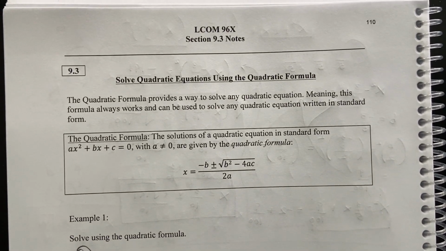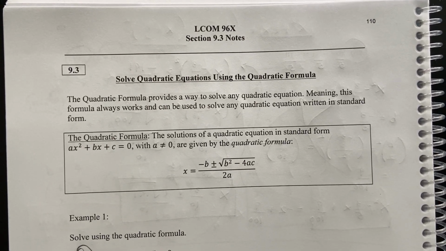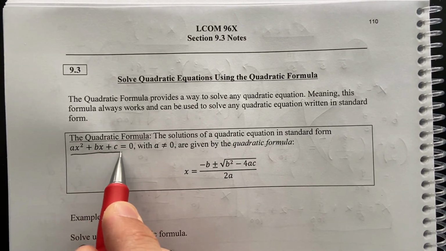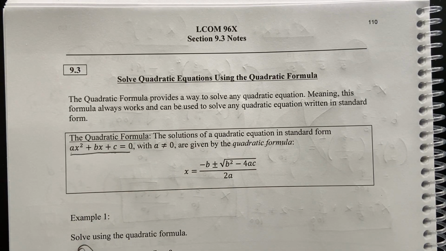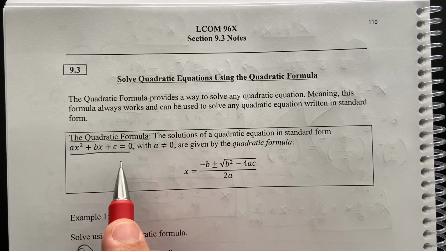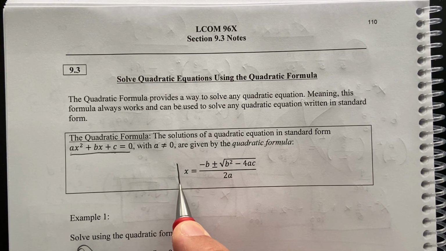Hi everyone, on to 9.3. So we just saw in 9.2 that if you solve a general quadratic equation, one like this, set equal to 0, you have coefficients a, b, and c. If you set that equal to 0 and solve it by completing the square, what you get every time is this formula.